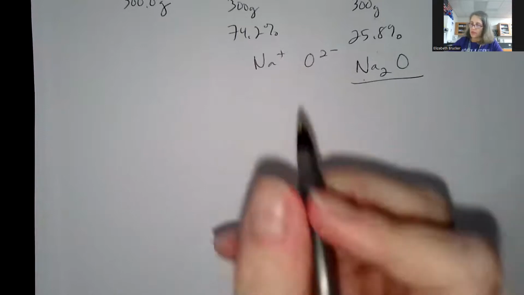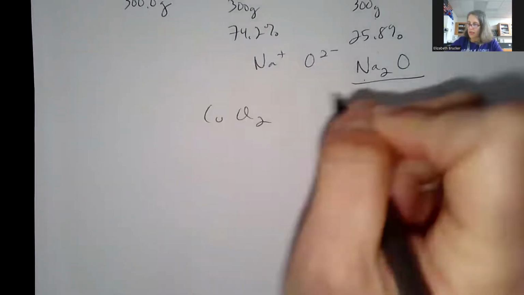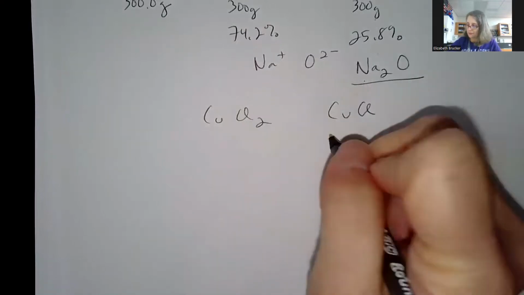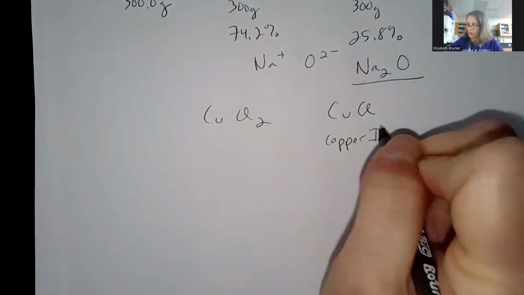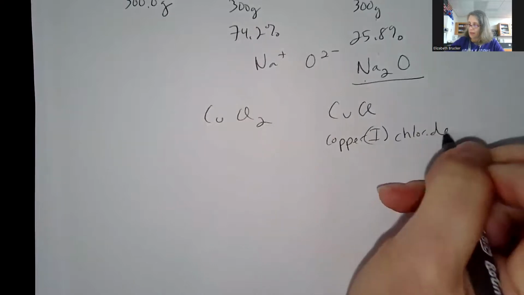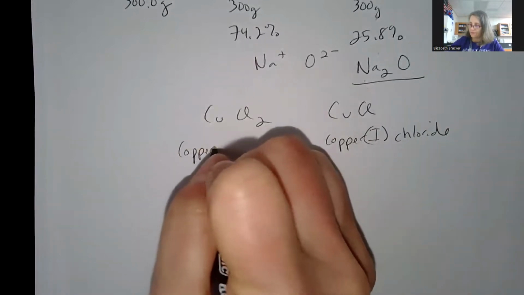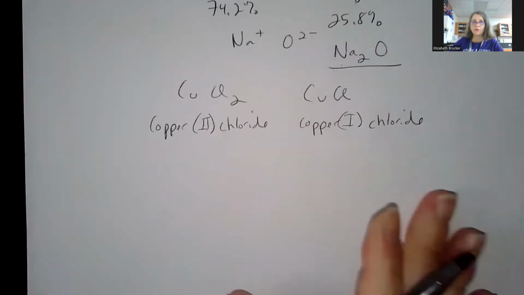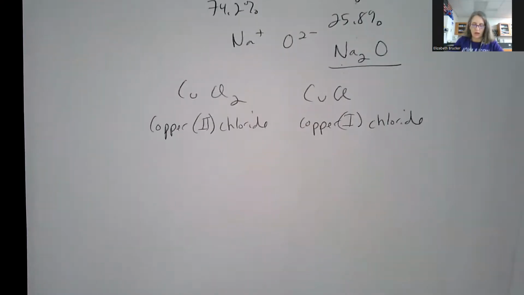And I want you to relate it back to the copper lab we did in Unit 1. We had copper 1 chloride, and we had copper 2 chloride. You just didn't know it at the time. We had two different populations that showed up.